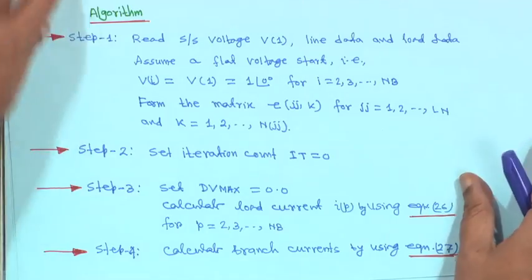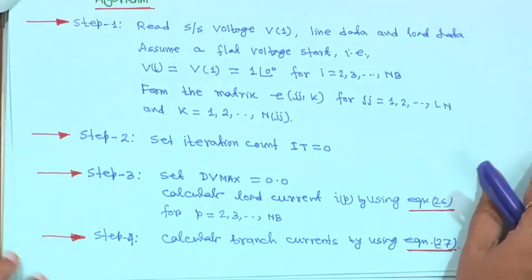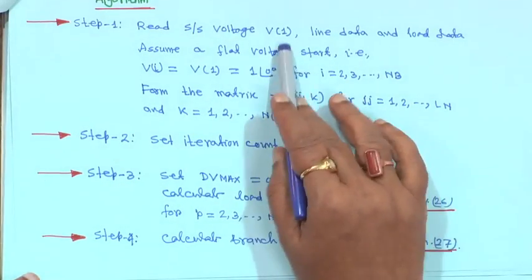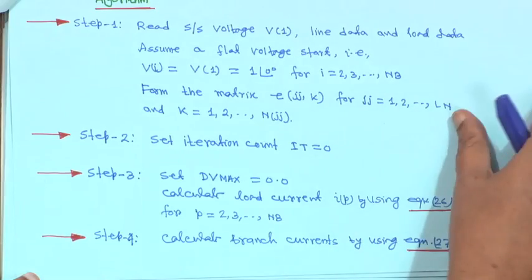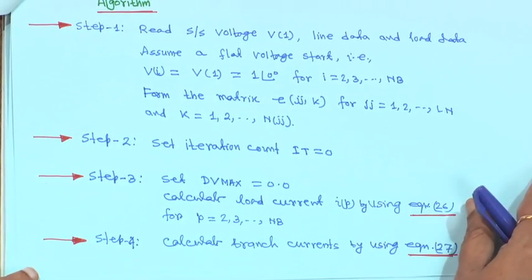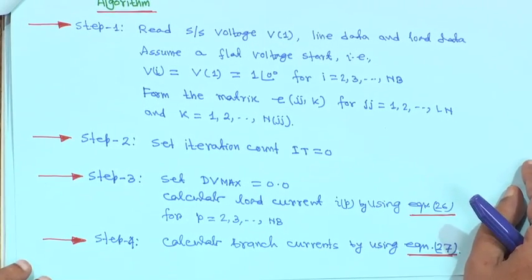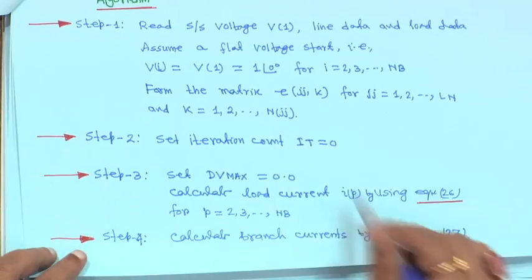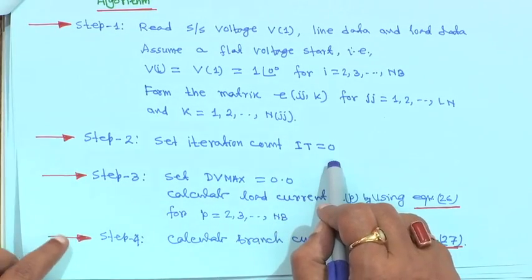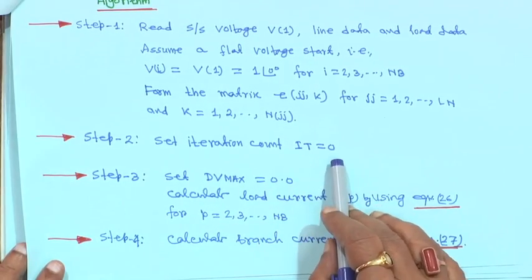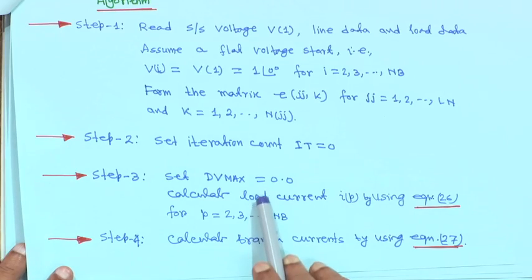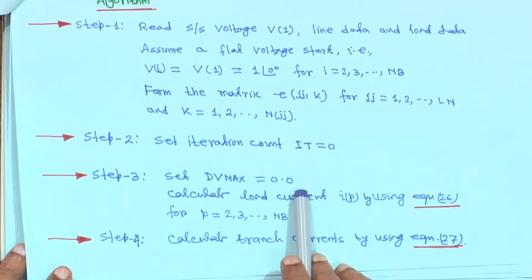Here in the program also you can convert it to per unit system, but here we assume the data in per unit. When we take the numericals we will show you how to convert into the per unit values, right. Now, set iteration count equal to 0, instead of 1 I am making it iteration 0. Then dV max, that is voltage difference maximum, is 0.